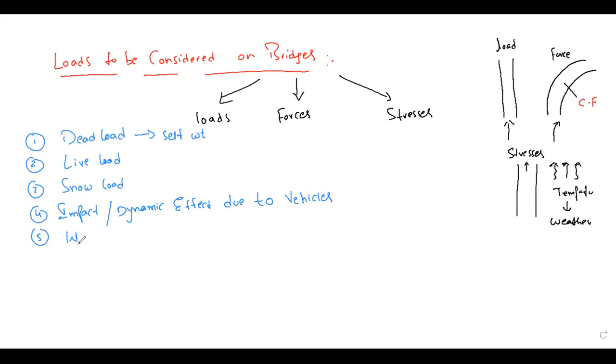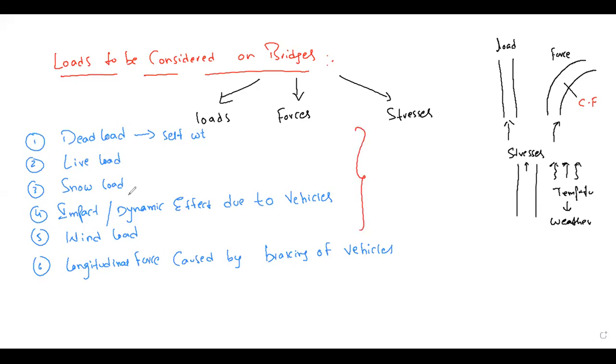And the next one is wind load. The next one is longitudinal force, which is caused by braking of vehicles. When vehicles apply brakes on roads, especially on bridges, that braking applies a longitudinal force to the bridge. It is not a load, it is a force. Clear? These are only loads: dead load, live load, snow load, impact load, and wind load.